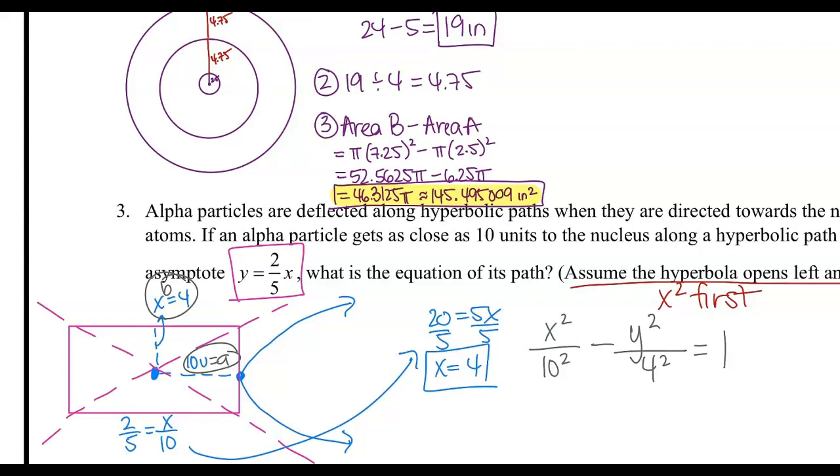Especially since the center of this should be at the origin. It doesn't say anything about the center changing, so it's probably going to be at the origin. So we're just going to keep it centered at the origin. And then from here, we're just going to simplify. We're going to make that x squared over 100 minus y squared over 16, and all of that will equal 1. This would be your answer.